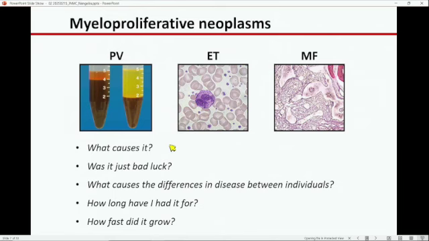So every time I come, I add more questions. So I have 5 questions to get through this time. What causes it? Was it just bad luck? What causes the differences in diseases between individuals? Why do some people get PV, others get ET? How long have I had it for, and how fast did it grow? Just some questions we've come to understand better in recent years.